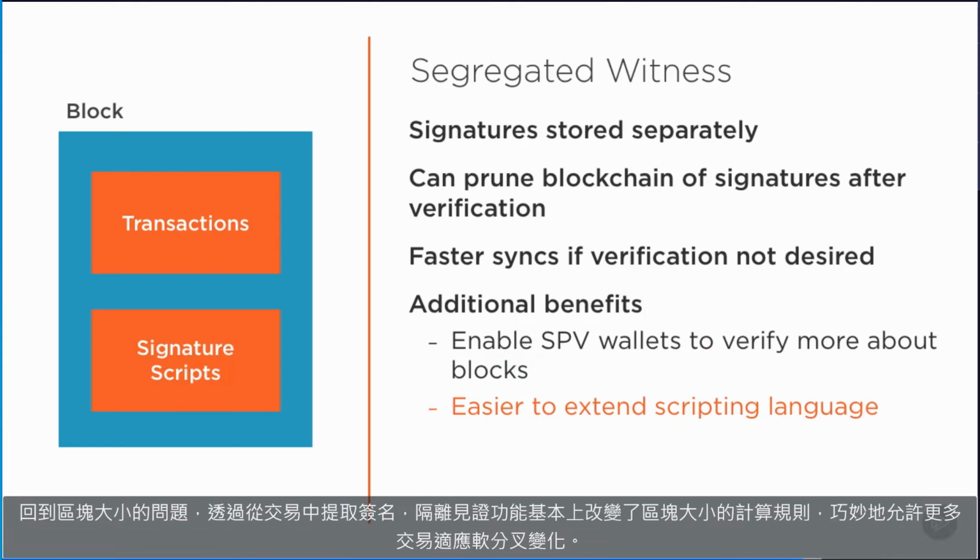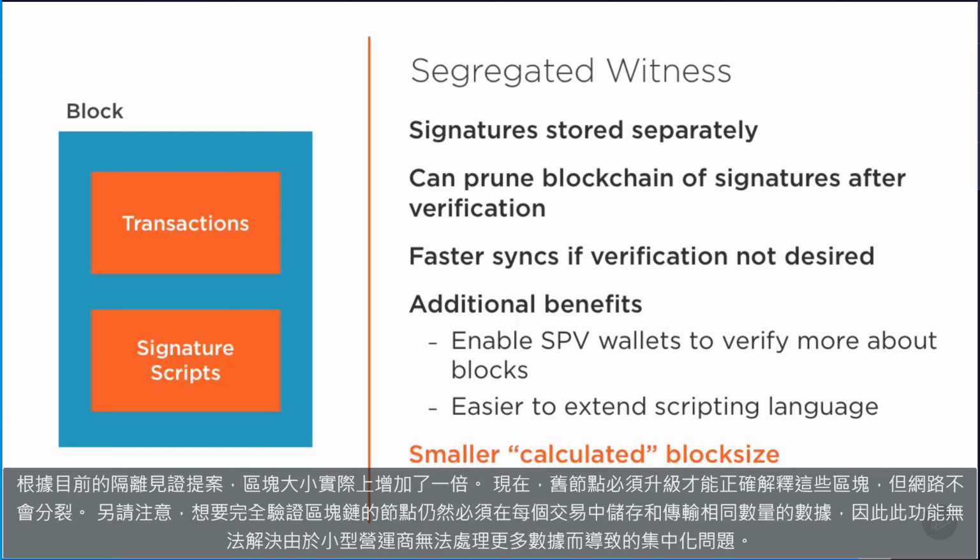Getting back to the block size, by pulling signatures out of the transactions, the segregated witness feature basically changes the rules for how a block size is calculated, subtly allowing more transactions to fit in with a soft fork change. With the current segregated witness proposal, the block size gets effectively doubled. Now, older nodes will have to upgrade to properly interpret these blocks, but the network won't split.